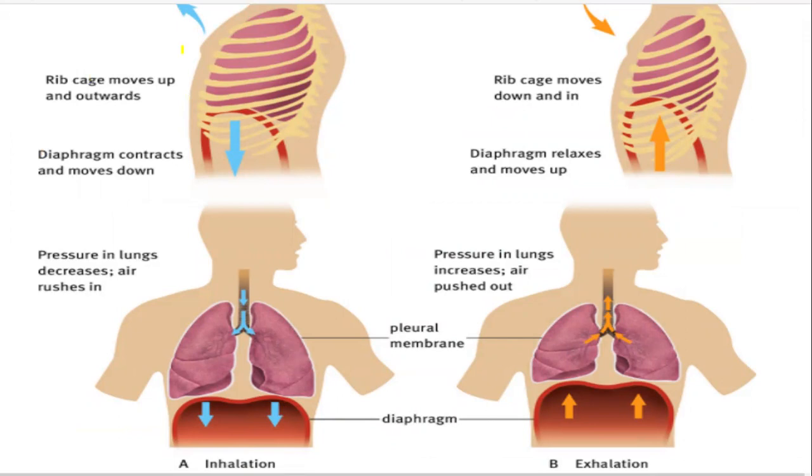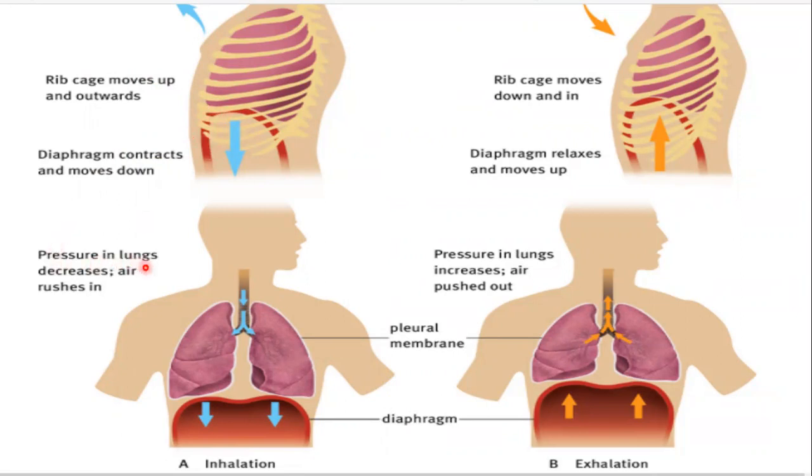This process of this inhalation on this side, on this left-hand side, my left-hand side, yours as well. It's the process of inhalation. The rib cage moves up and outwards. You see, the rib cage moves up and outwards. Diaphragm contracts and moves downwards. The diaphragm is contracting, moving downwards.